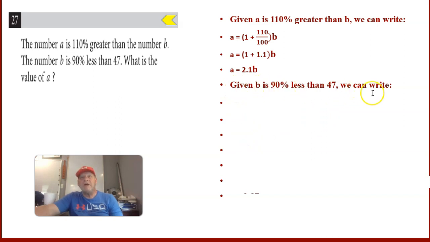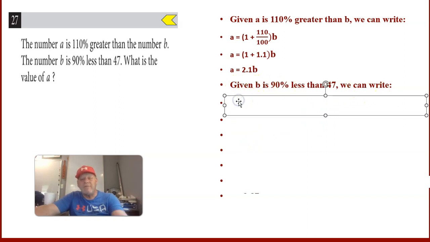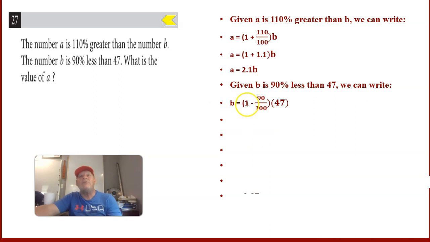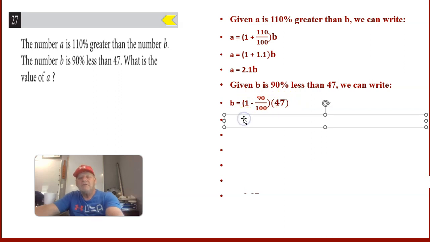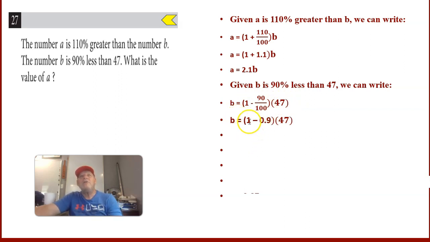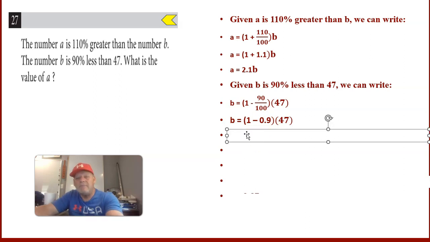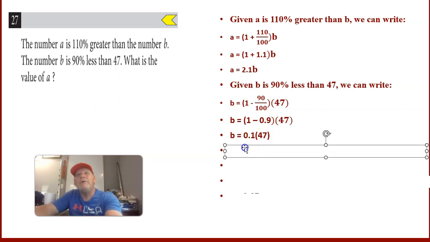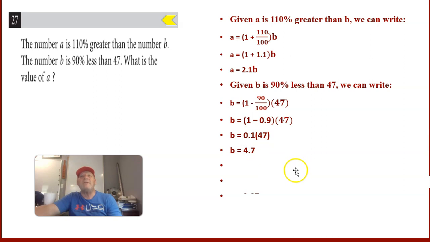Well, it's given that B is 90% less than 47. So I can say B equals 1 minus 90% is 90 over 100. Of means times 47. So now I can simplify that. 1 minus 0.9, which is 0.1 times 47, which is 4.7.